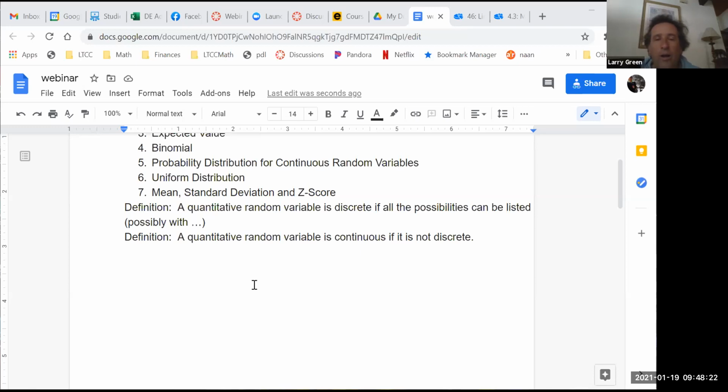Or things like how much time did you spend in the shower the last time you took a shower? That's continuous because that's something that you're measuring. It could be fractional. It's not discrete.